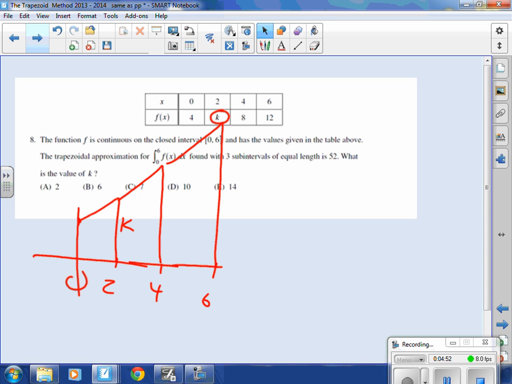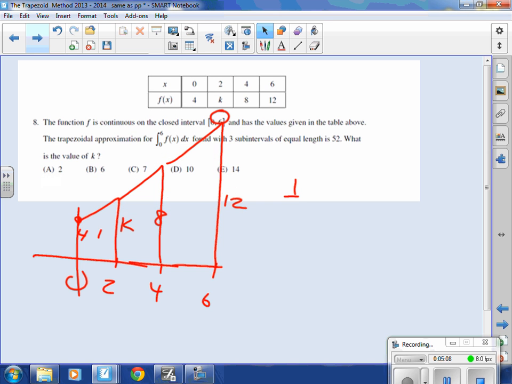Now, if this is the point 0, 4, then this length is 4. The point 4, 8 means this length is 8, and the point 6, 12 means this vertical line has length 12. Let's look at the individual trapezoids.